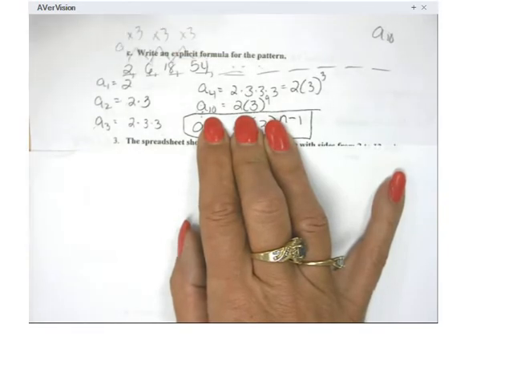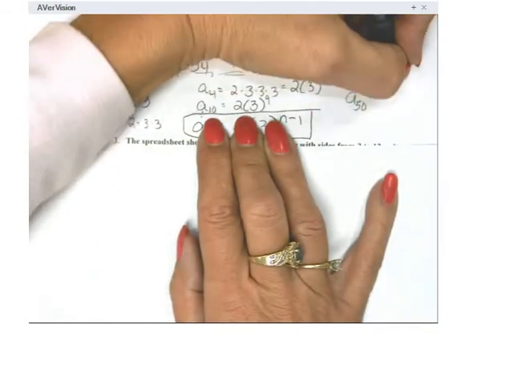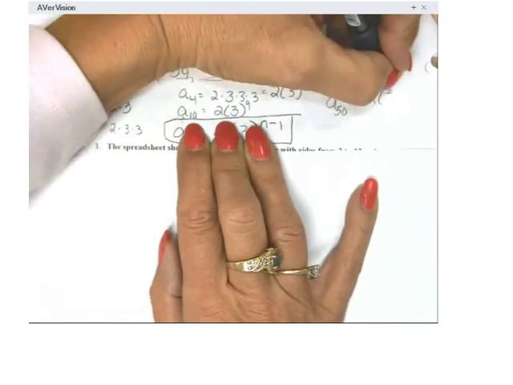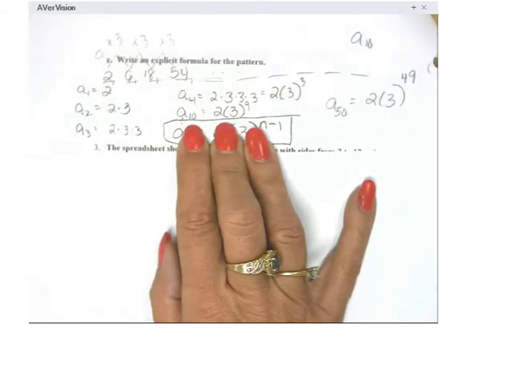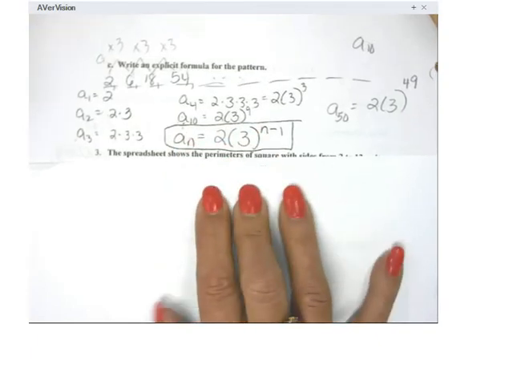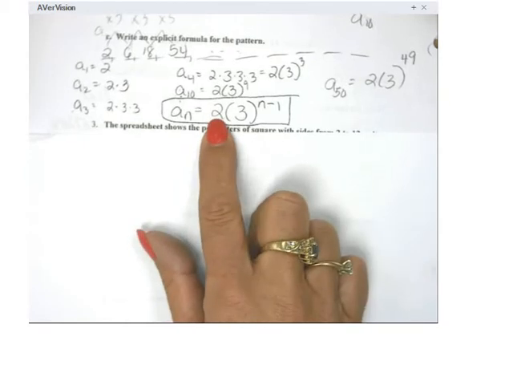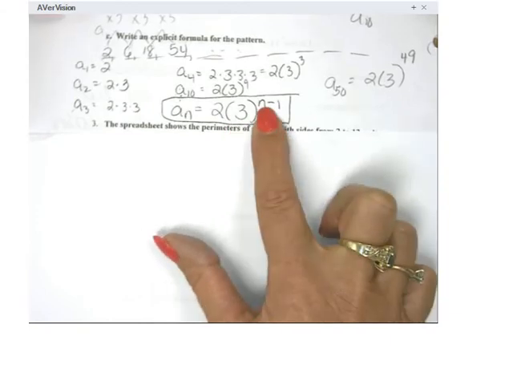If we want to go to the 50th term, we would start with 2, and we would keep multiplying by 3, and we actually would multiply by 3 49 times because there would be 49 spaces between the first and the 50th term. So here's our general rule for the explicit rule for this sequence. We start with 2, and we do repetitive multiplication by 3, and the number of times we would do that would be n minus 1 times.